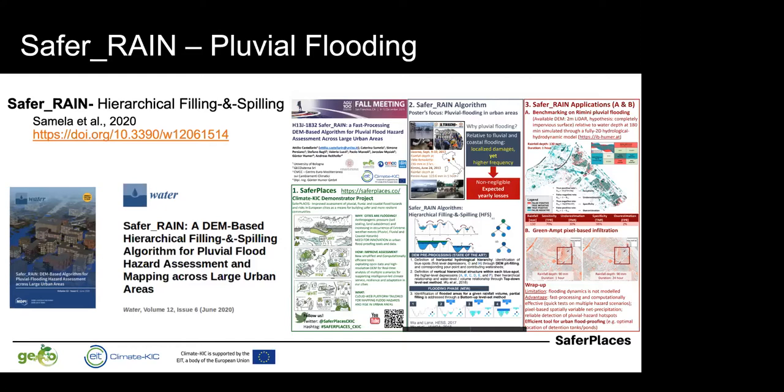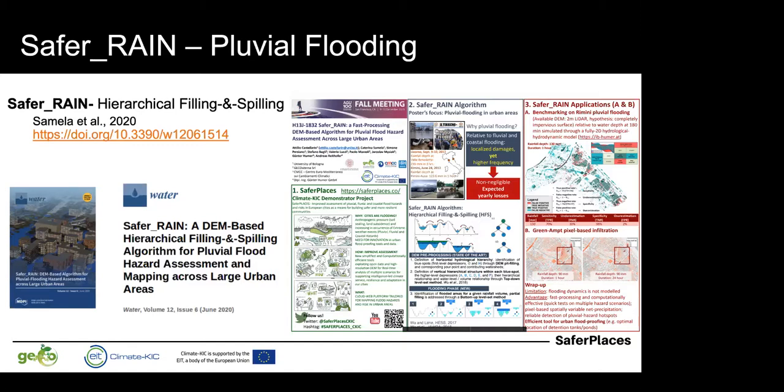This research has been published recently in a scientific peer-reviewed journal, the Water Journal. We also got the cover in June 2020. So Safer Rain is a DEM-based model, in particular exploiting the LiDAR, the high resolution digital elevation models that are available in urban areas, and it requires few input data. It can generate flood hazard maps in real time for several rainfall events, considering also the natural infiltration.